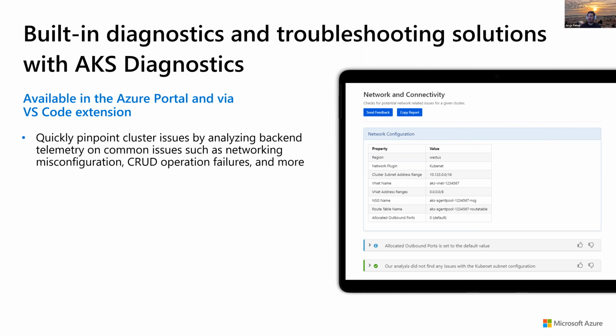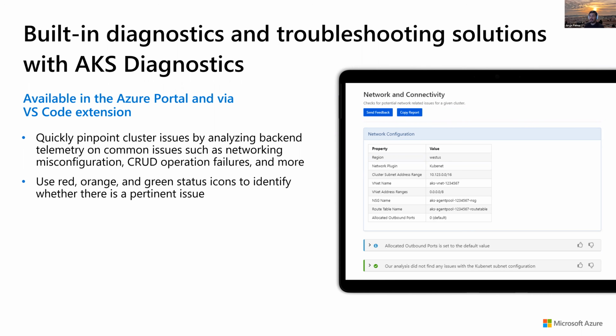Cluster is healthy, workloads are healthy, no problems whatsoever. Or otherwise, you'll actually see some red alerts. For example, your network configuration has an issue, or you're running out of IPs, or your outbound connectivity is failing, and even some recommendations on next steps and what you can do as potential solutions.